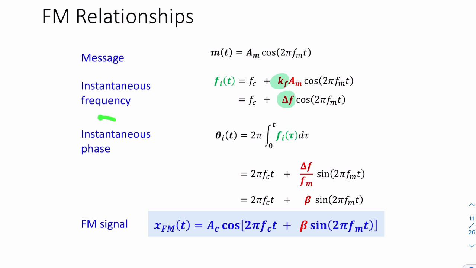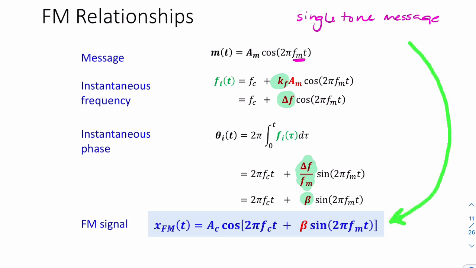Now your phase, remember, is the integral of your instantaneous frequency. So if you integrate that, you have that. So the integral of a cosine will give you sine, then you divide by fm. So you end up with that. And this quotient, delta f over fm, that's what we call beta. So this results in this really handy expression here, where for a single tone message, and by single tone, I mean we have a single frequency there, we can write our FM signal like that. And that's really handy because it means we can just find beta without calculation. It's sitting right there.